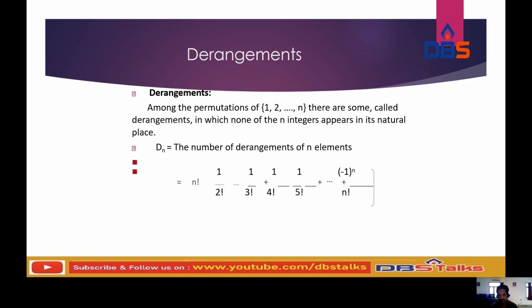Derangements. Among the permutations of the set 1, 2, and so on, there are some called derangements, in which none of the n integers appears in its natural place. Dn equals the number of derangements of n elements, that equals n factorial times (1 minus 1 by 1 factorial plus 1 by 2 factorial minus 1 by 3 factorial plus 1 by 4 factorial minus, and so on, plus minus 1 whole power n by n factorial).